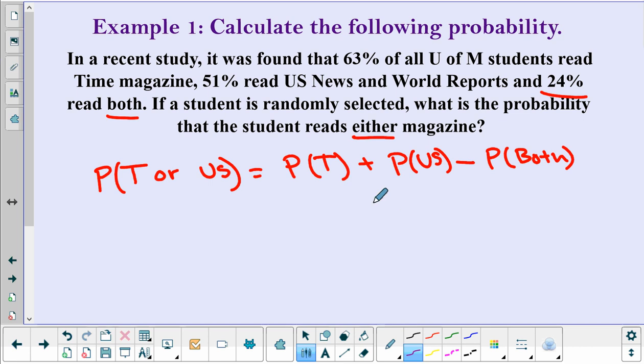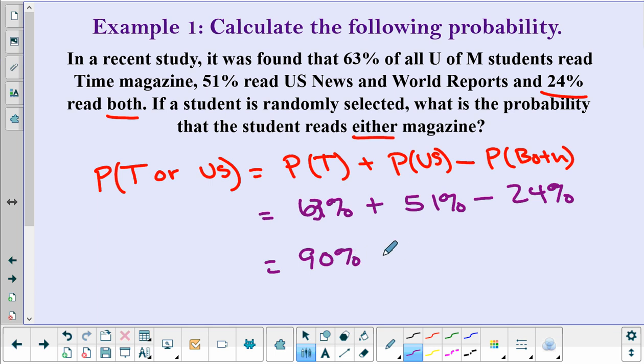So in this case, the probability who read Time magazine is 63%. The probability who read U.S. News is 51%, and the probability who read both is 24%. If you don't have your calculator out yet, go ahead and grab that now. I'm going to type mine in, 63 plus 51 minus 24, and that gives me 90. So that means 90% read either magazine. That's what we're looking for here. What's the probability that you read Time or U.S. News?